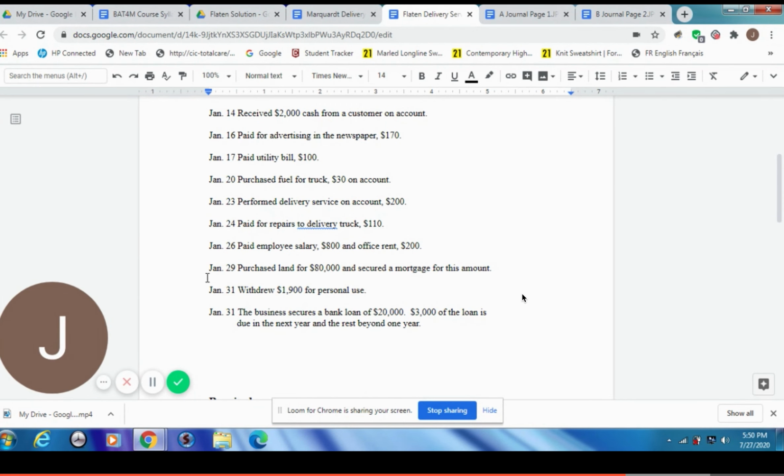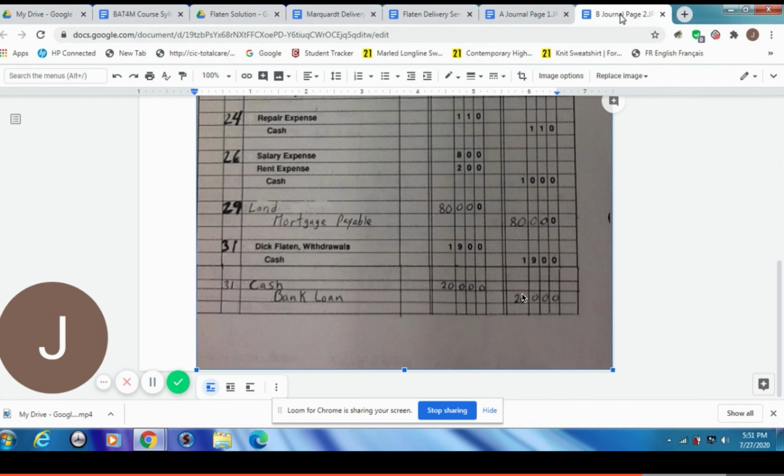The next transaction, on the 29th, says purchased land for $80,000 and secured a mortgage for this amount. So we purchased land, and we didn't pay cash for it. We got a mortgage for it, which is a type of loan in order to pay for that land. All right, so let's go back to our journal page and complete that journal entry. On the 29th, we're going to debit land $80,000, because we now have acquired that asset, but we have a liability for the entire amount. Mortgage payable is going to be credited $80,000. Okay, skip a line, and we'll go back to our transaction sheet once again.